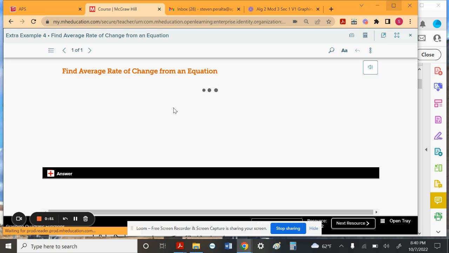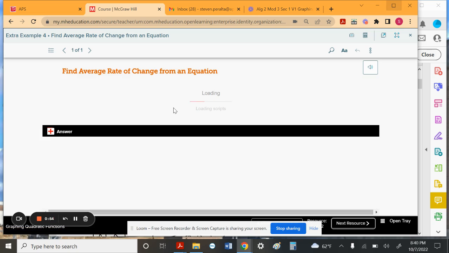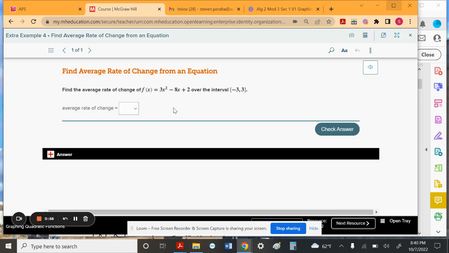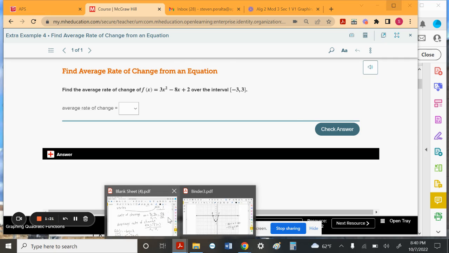So finding the average rate of change from an equation. There are different ways that we can find it. We can find it from an equation, from a graph, or from a table. If we're finding it from here, which is negative 3 to 3, when they say over the interval, notice this is not a point. It would have parentheses around it if it was a point. These are two x values. So it says find it over the interval when x is equal to negative 3 up to when x is equal to positive 3. So 3x squared minus 8x plus 2.